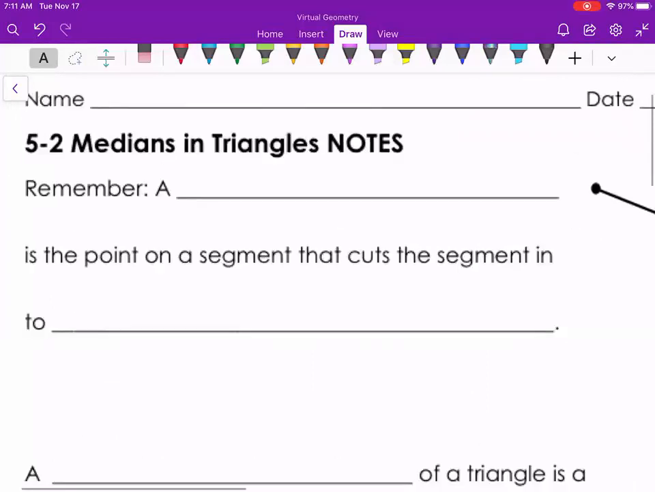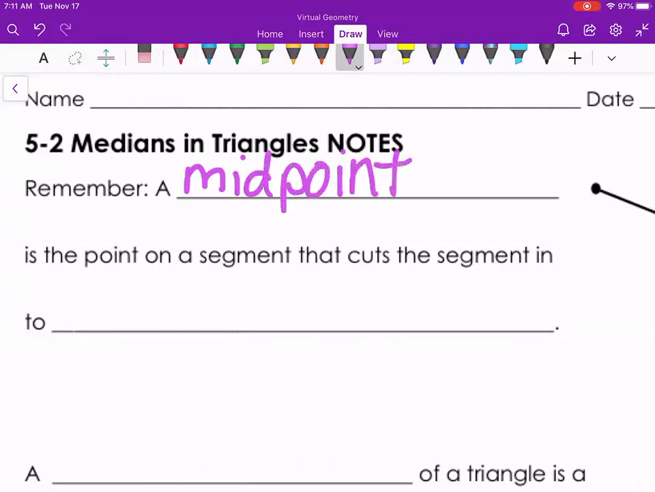Now there's a couple of terms that we want to remember before we go into what a median is. And one of those, first off, is the midpoint. And what is that vocab term? So specifically, a midpoint is the point on a segment that cuts the segment into two equal parts.